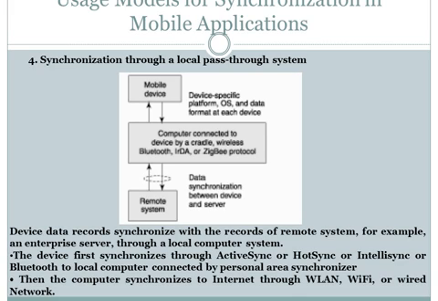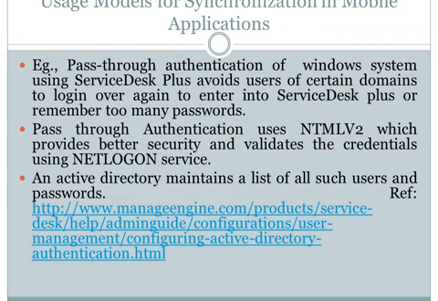The computer would periodically synchronize with the internet, and then the device synchronizes with the computer in order to update its data. It synchronizes with the computer, which is the local pass-through system in this case. So a very good example of synchronization using a pass-through system is pass-through authentication of Windows system.